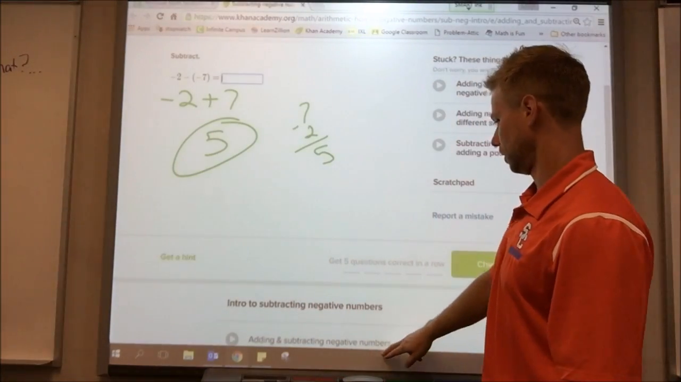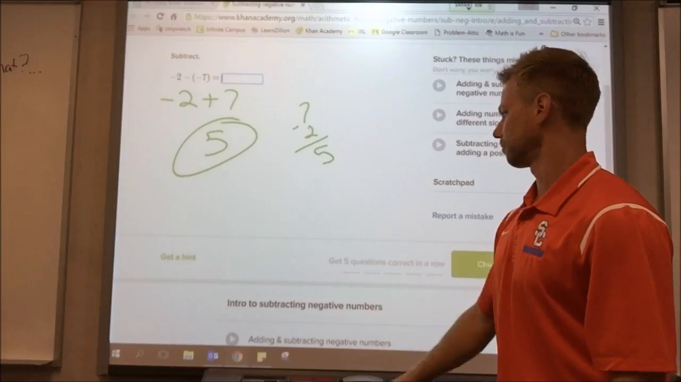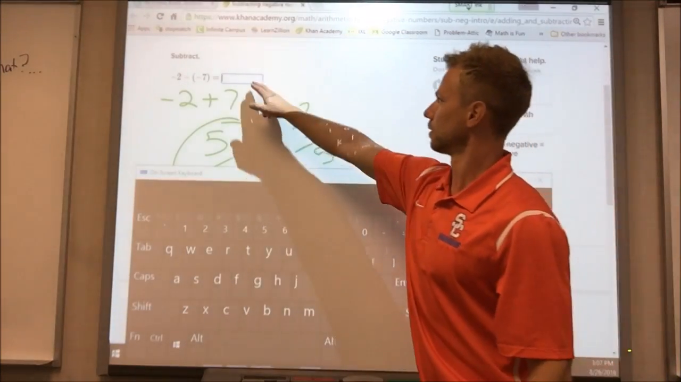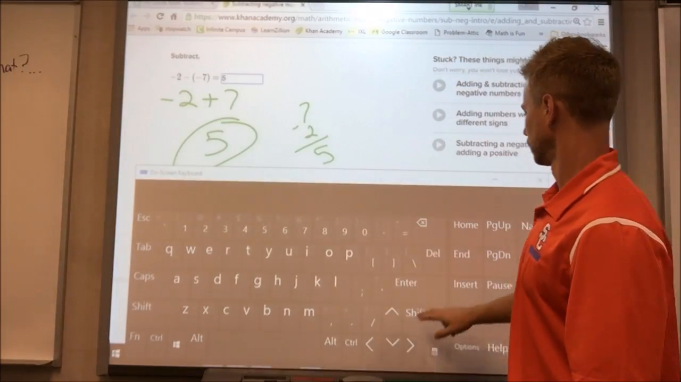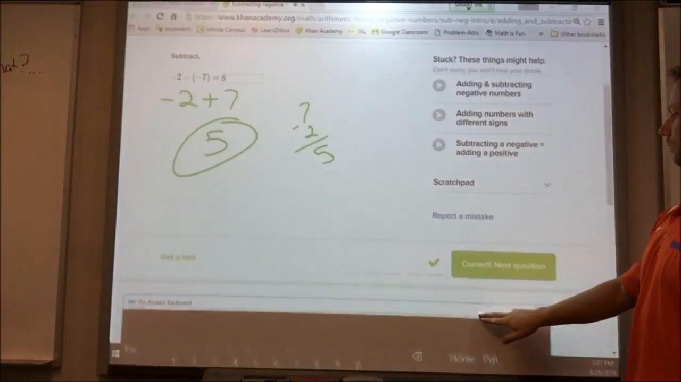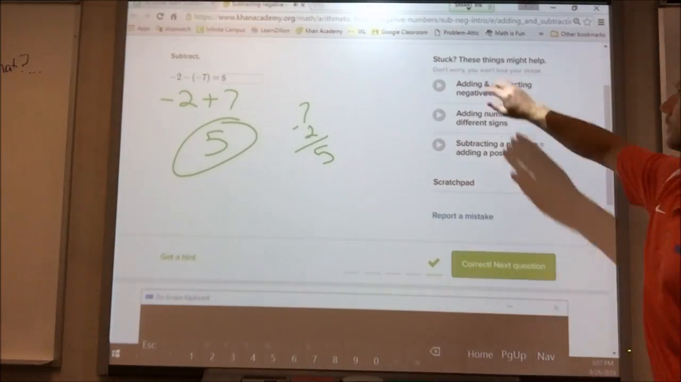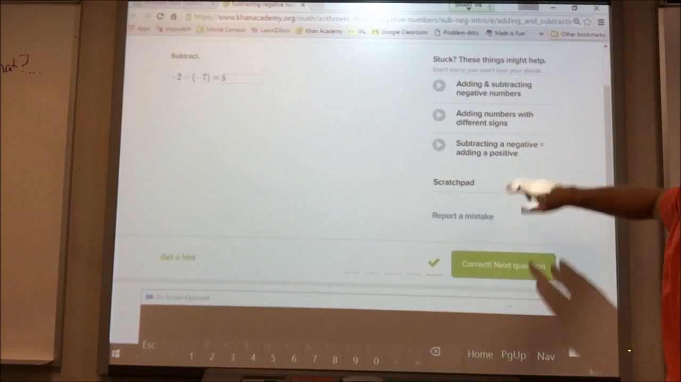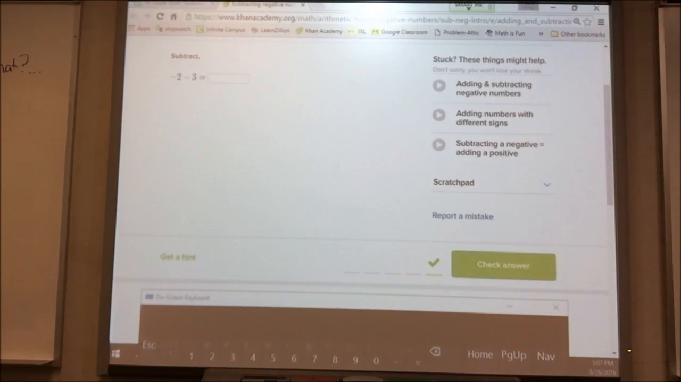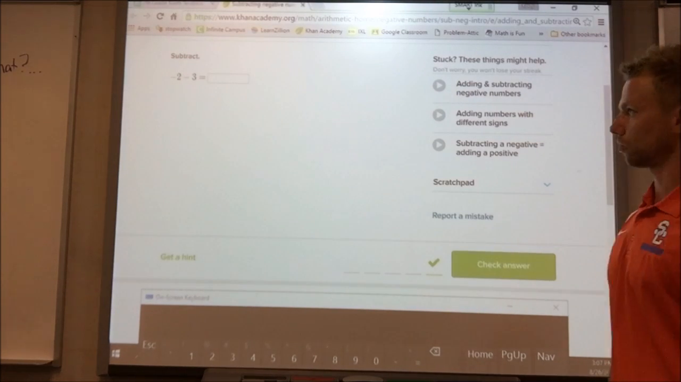So I enter in a positive 5. And we got it right. Good. Let's try another one. We have -2 minus 3.